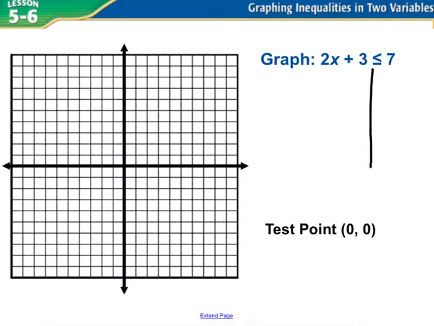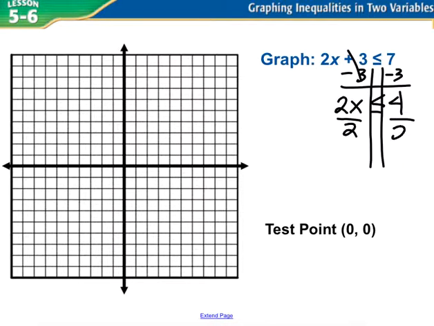Eyes on me. What is interesting about this inequality is I've always asked you to get y by itself, get this in slope-intercept form. There's no y. So we get a different type of graph here. Your only variable is x, so let's get x by itself. Let's take away 3. We have 2x is less than or equal to 4. To get x by itself, I'm going to divide by 2. And that gives me x is less than or equal to 2.